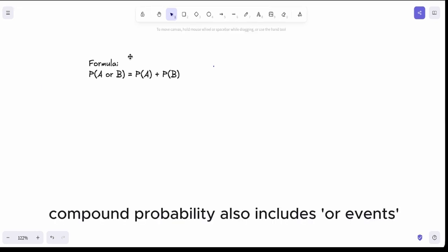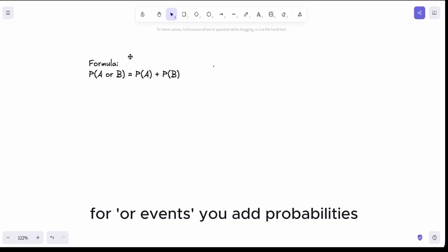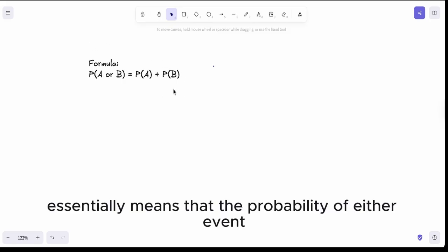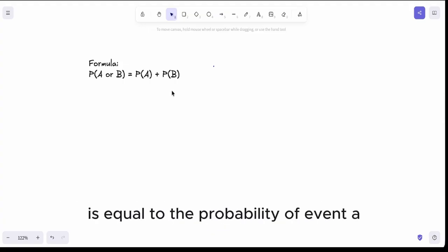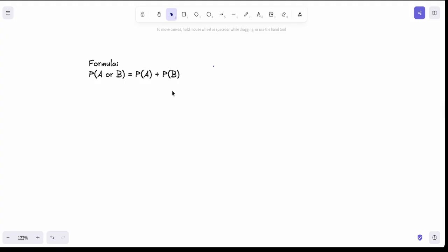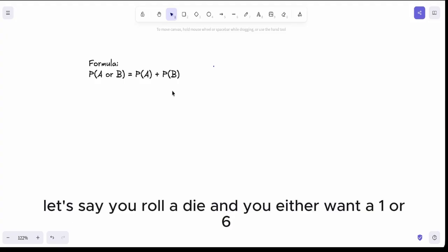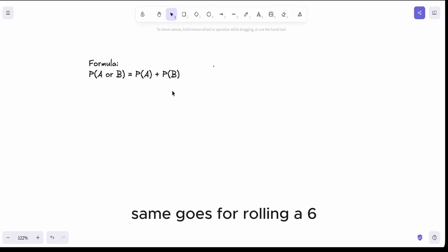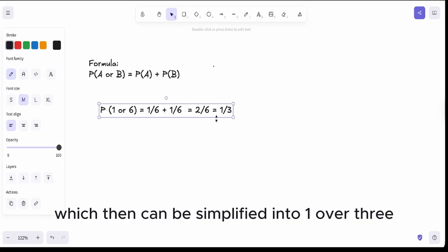Compound probability also includes OR events. For OR events, you add probabilities. Notice how the formula has changed. This essentially means that the probability of either event A or event B occurring is equal to the probability of event A plus the probability of event B occurring. Let's say you roll a die and you either want a 1 or a 6. The probability that you roll a 1 on a die is 1 in 6. Same goes for rolling a 6. If you add both of these events, since the outcomes do not overlap, it will give you 2 over 6, which then can be simplified into 1 over 3.